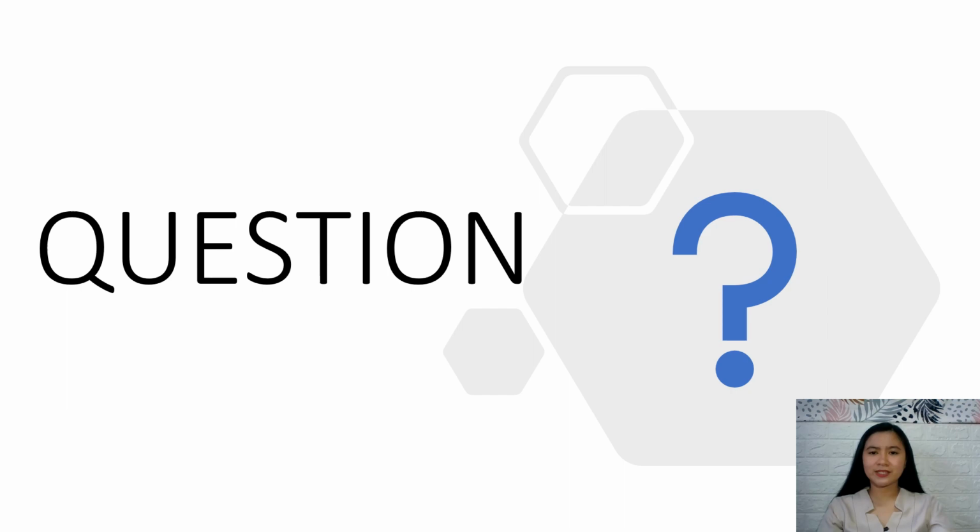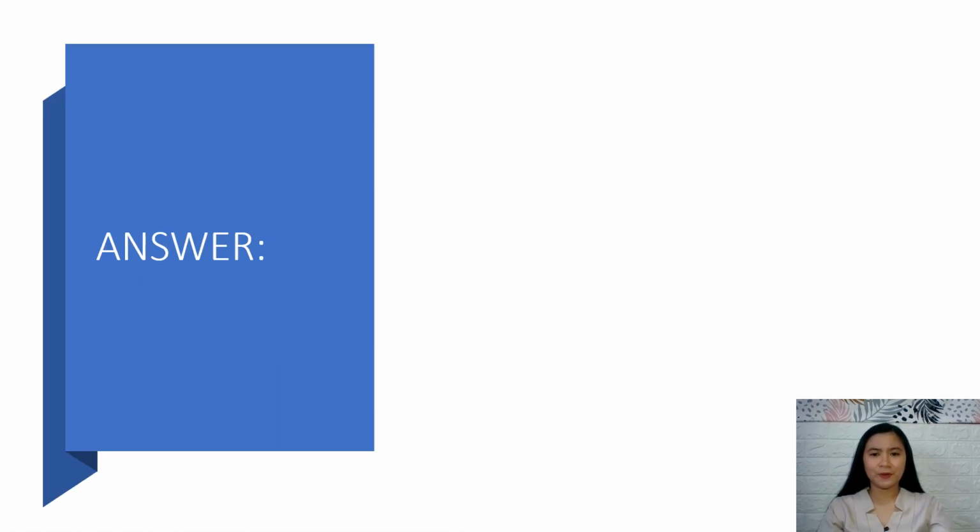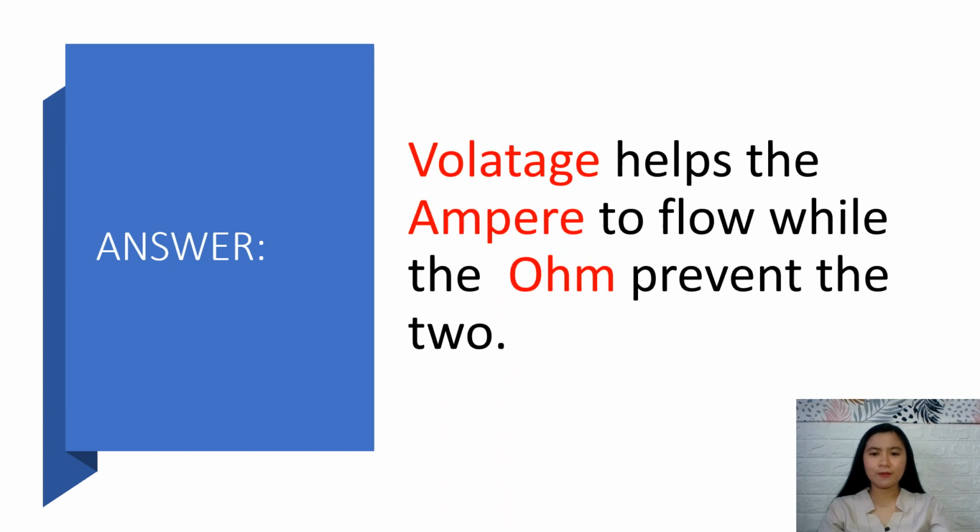Okay, now here is the question based on the picture. What is the relationship between the three variables in the given picture? Will you pause the video and tell the answer for yourself, and then let's see if you have the same answer as me. Okay, so the answer is voltage helps the ampere to flow while the ohm prevents the two.